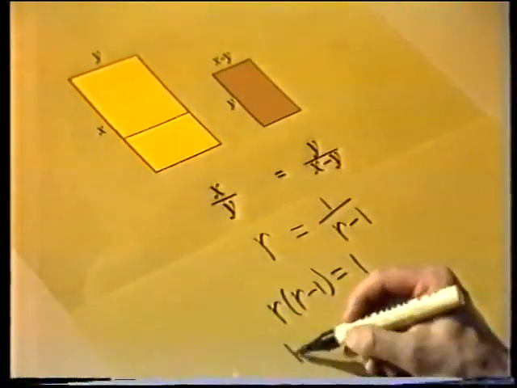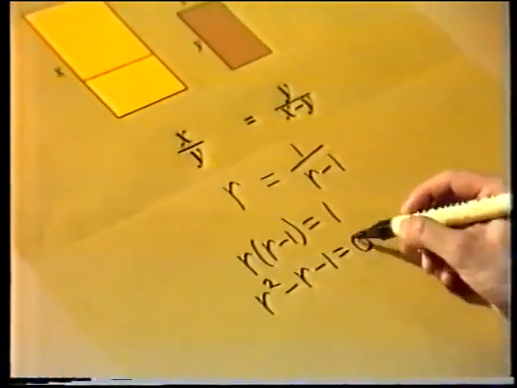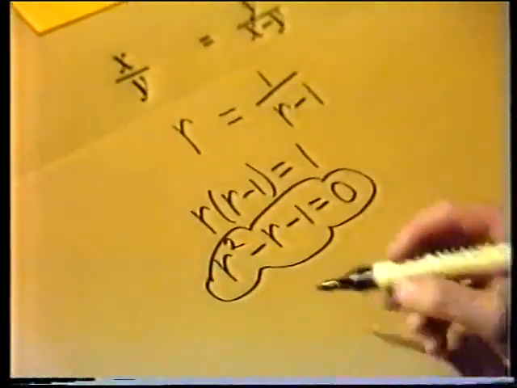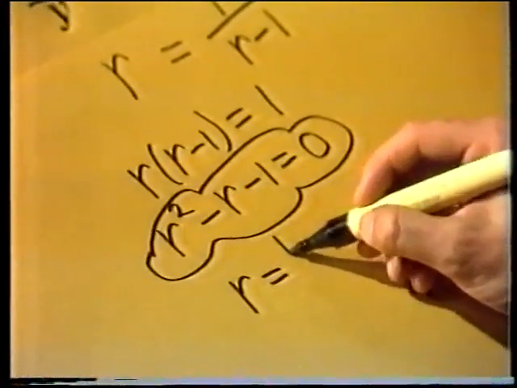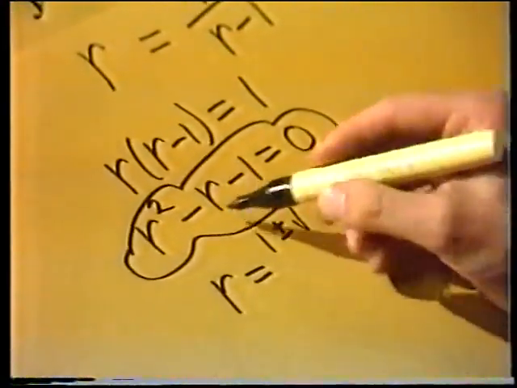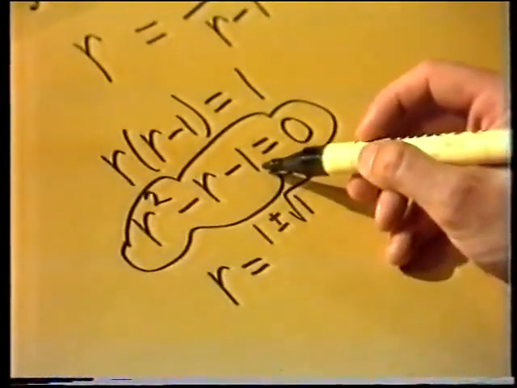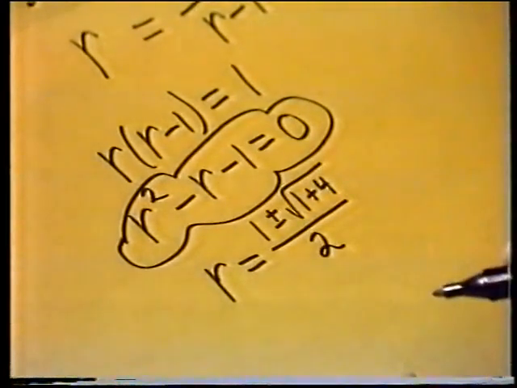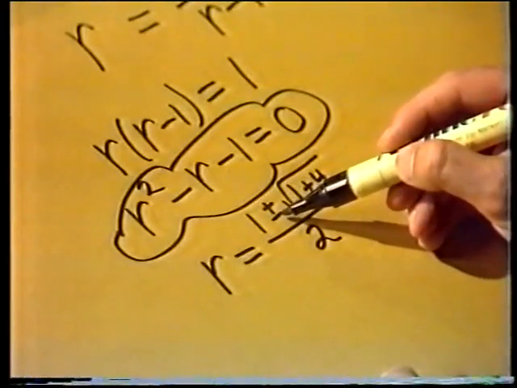I recognize a quadratic equation, so I multiply it out. And that's what I have to work with. But I have a formula: minus b plus or minus the square root of b squared minus 4 times a times c gives me a total of 4, all divided by 2a. Two numbers in here, a plus and a minus.